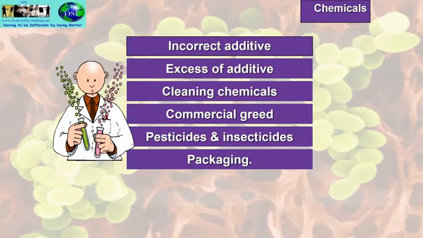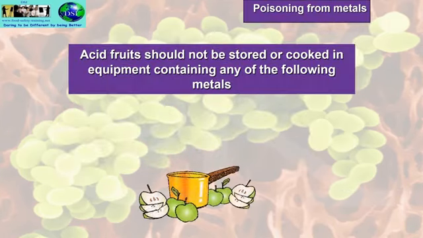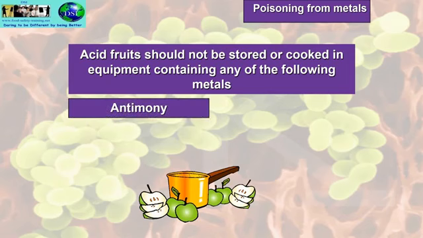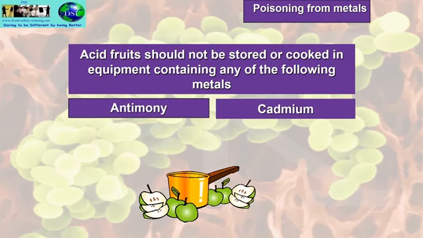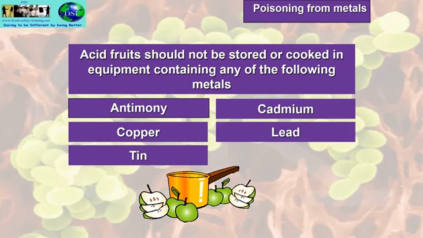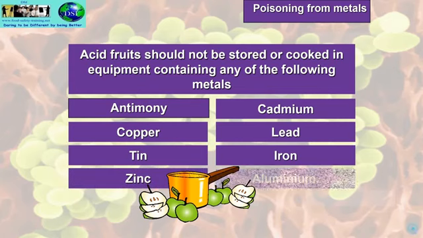Packaging or leaching of certain plastic packaging. The chemicals from that packaging get into food. Poison from metals. Acid fruits should not be stored or cooked in equipment containing any of the following metals: antimony, cadmium, copper, lead, tin, iron, zinc, aluminium.